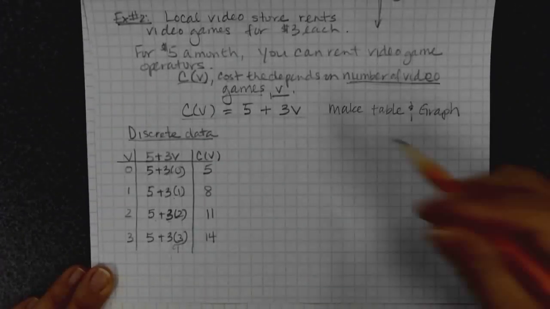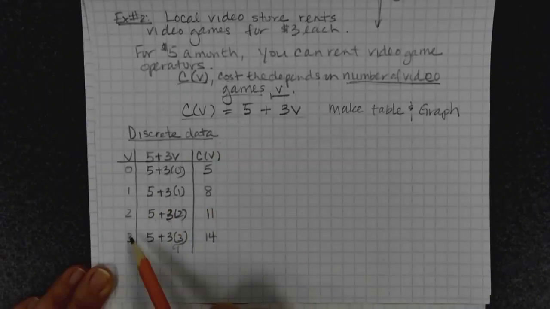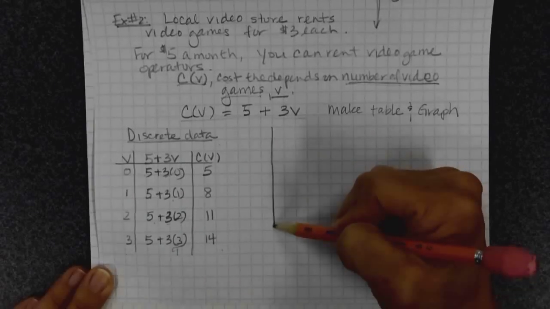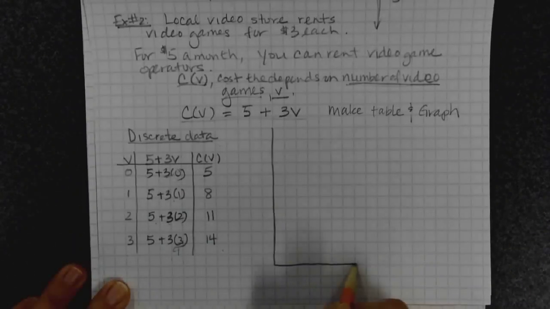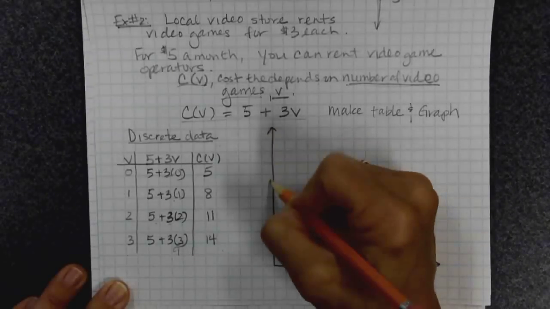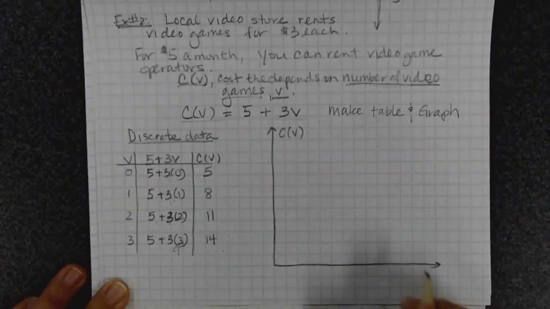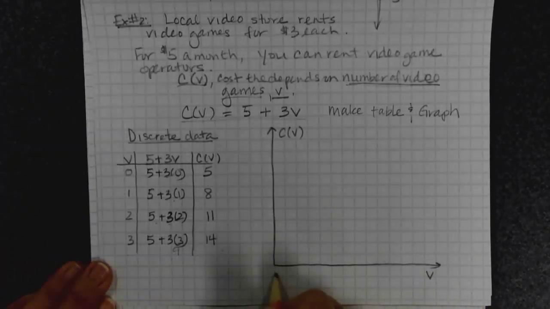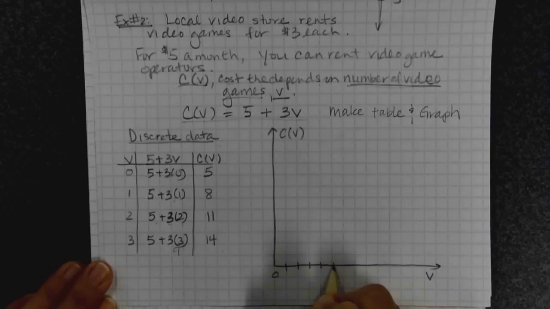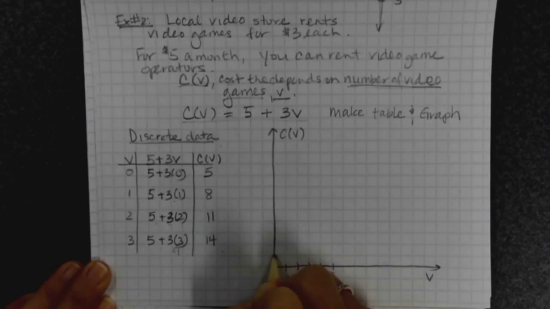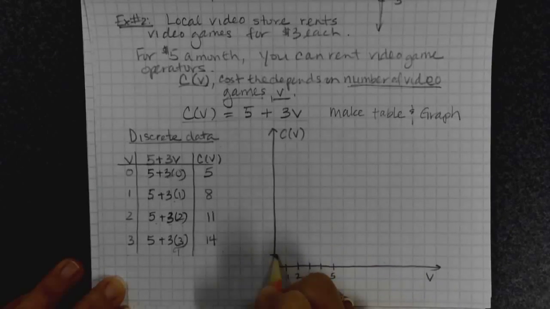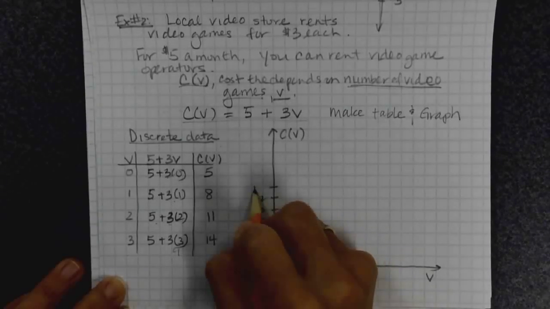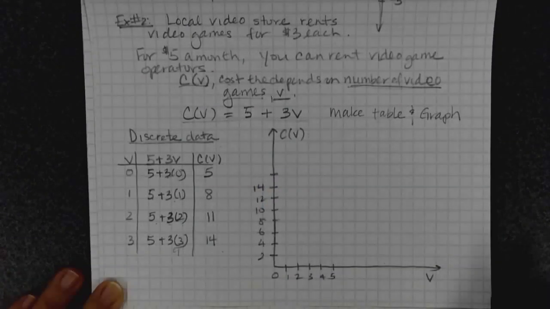So we are to graph this, but because this is discrete data and we can't rent negative videos and we don't have negative cost, we're just going to graph the first quadrant of our Cartesian graph. So this side will represent our cost of the video rental, and then this will be the number of videos. So we're going to start at 0, 1, 2, 3, 4, 5, and we're going to go up by 2's on this side. So 2, 4, 6, 8, 10, 12, 14, and so on.